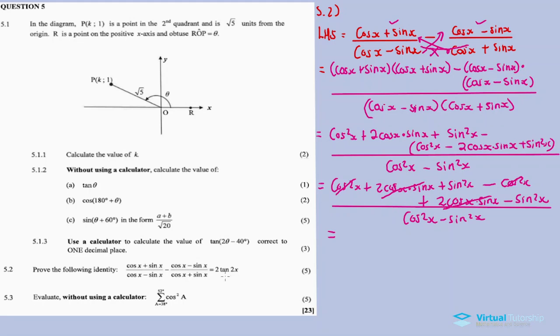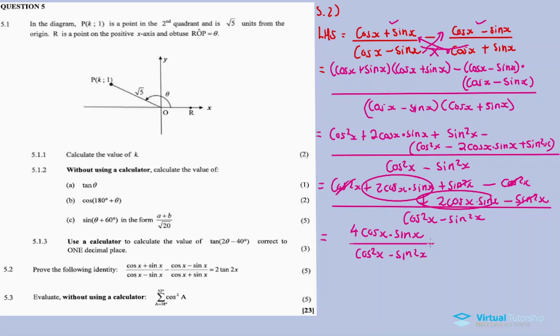But something is not right, so let's go back. In fact, this one and this one don't cancel each other out, but instead they add. These add to give 4. So we get 4 cos x sine x, and the rest cancels. And then on the denominator we have cos squared x minus sine squared x.